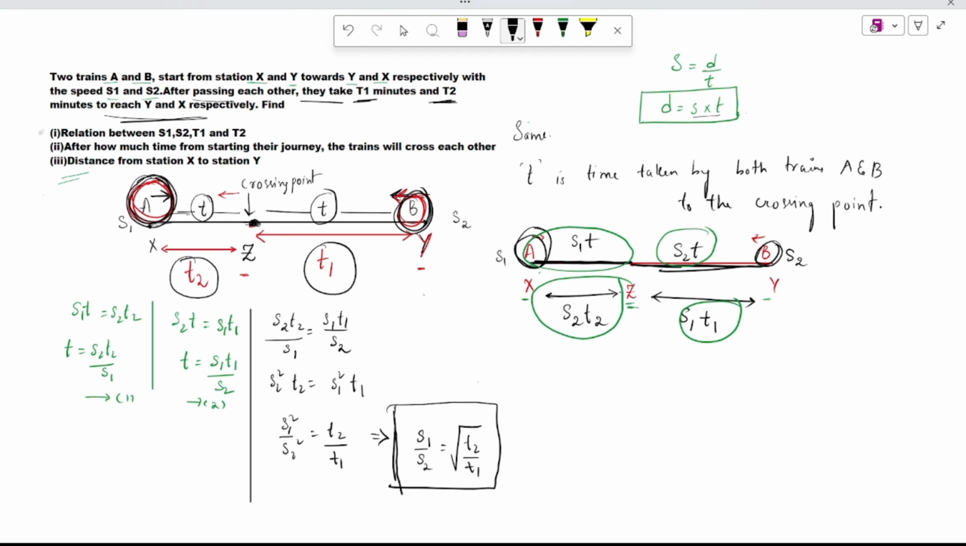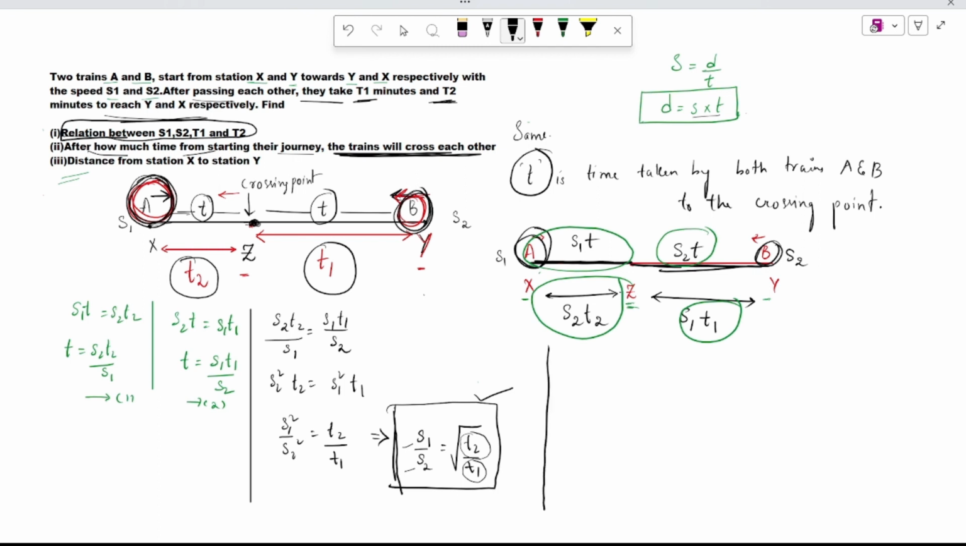So the question they asked is the relationship between S1, S2, T1 and T2. This is the relation we got: speed of train 1, speed of train 2, time taken by train 2, time taken by train 1 from the crossing point. And the next question is, after how much time from the starting point will the trains cross each other? They simply asked small t.